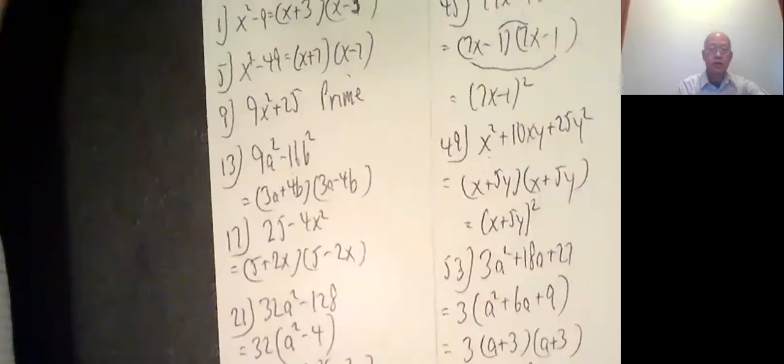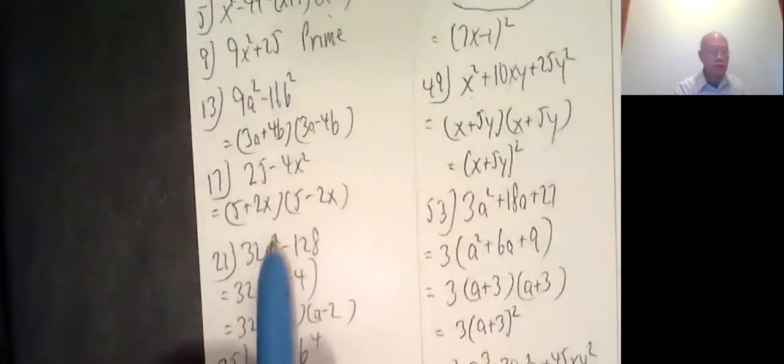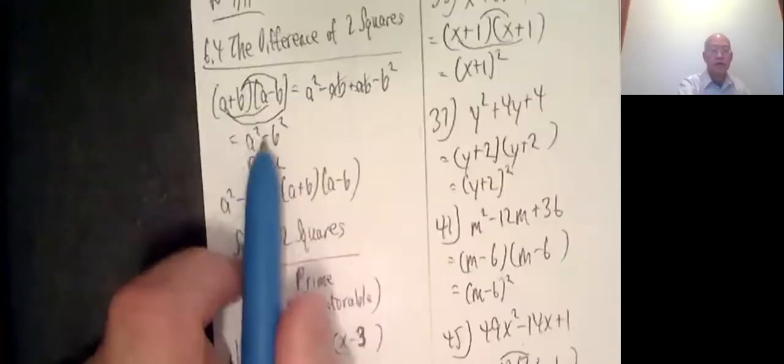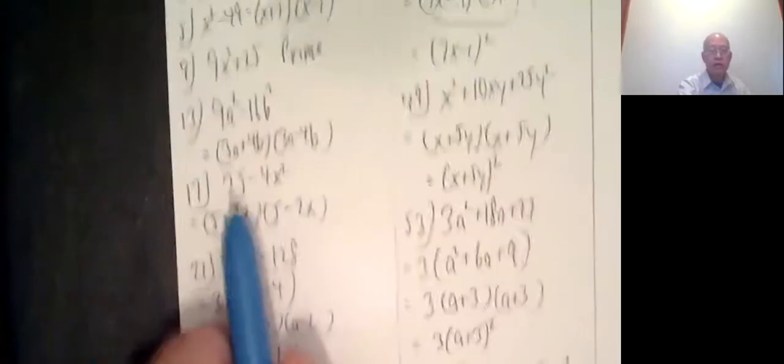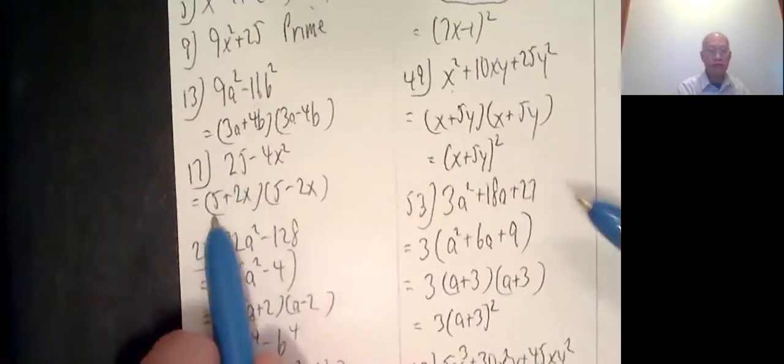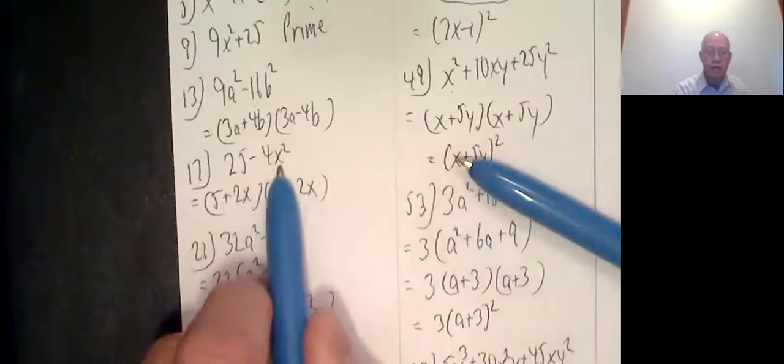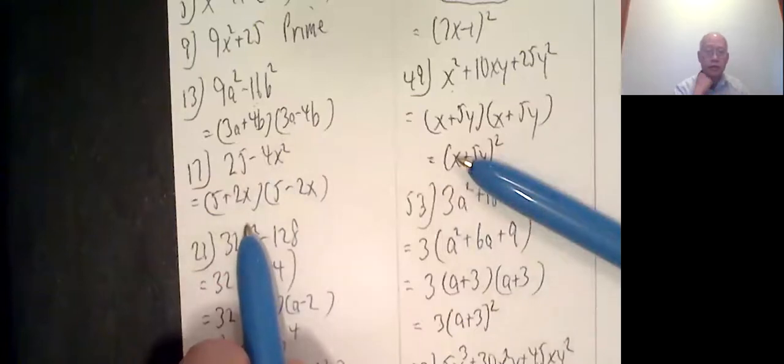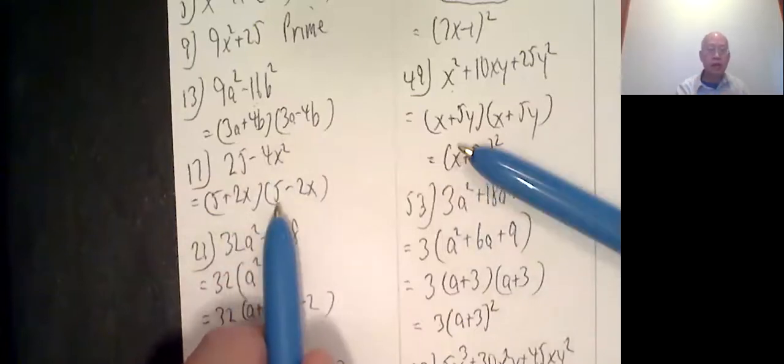Okay, number 17, 25 minus 4x squared. Again, it's the difference of two squares. What do I square to get 25? 5. What do I square to get 4x squared? 2x. So one's a plus, one's a minus. So 5 plus 2x, 5 minus 2x.